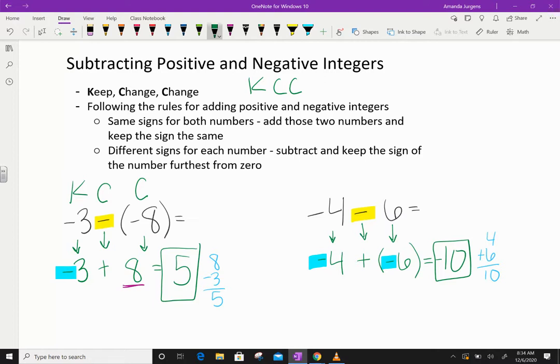So that's some review on subtracting positive and negative integers, and hopefully this was helpful.